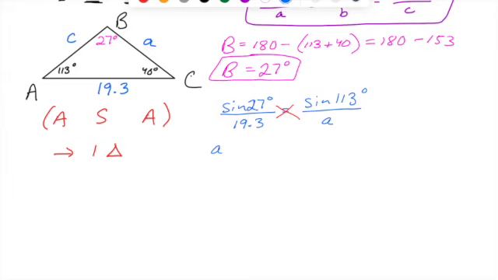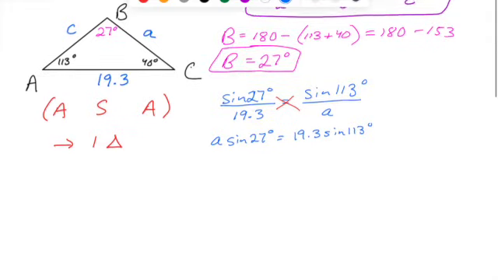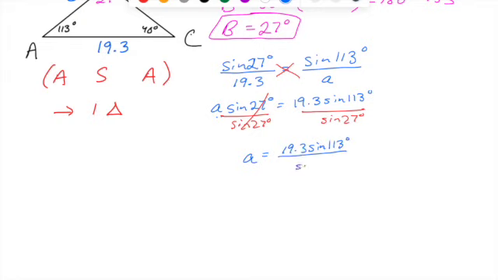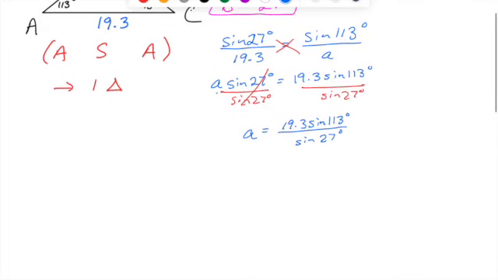right? And that would be A times sine of 27 is equal to 19.3 times sine of 113. And we're going to solve for A, so I'm going to divide both sides by sine of 27. So A is 19.3 times sine of 113 degrees divided by sine of 27. And now if I want to find an approximation for that, I'm going to go to my calculator.